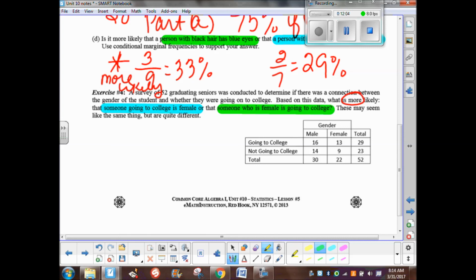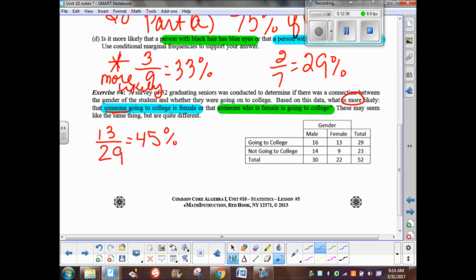So, what do we have for the first case? Someone going to college is female. What is that one, Sam? 13 out of 29. All the someones going to college, of those, how many are female? 13 out of 29, which is 45%. So now let's sort of do the flip of that, okay?